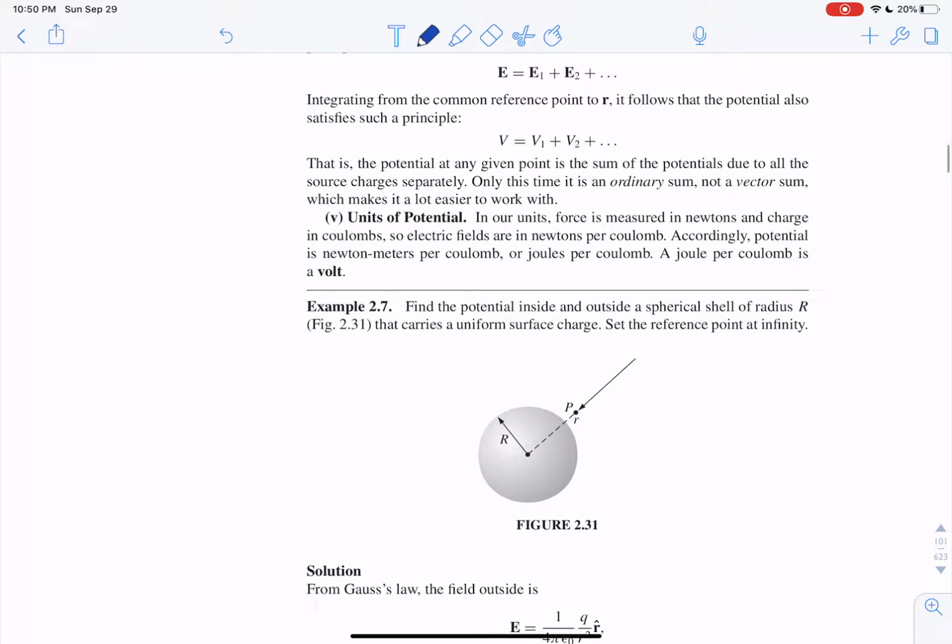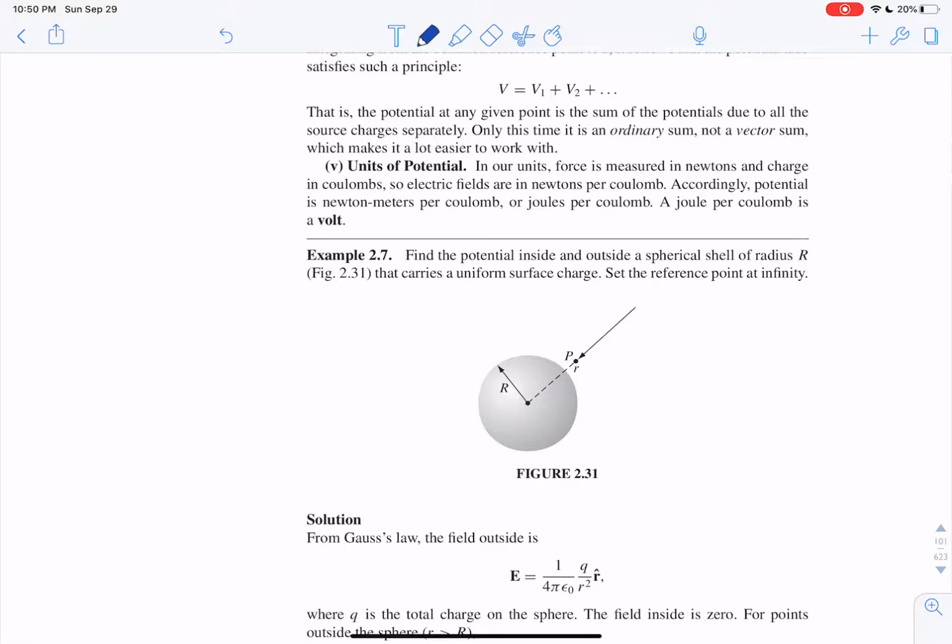Okay, so the unit of potential is the volt. It is a Newton meter per coulomb. We're integrating the force per charge. Force per Q equals E. And then the integral dl is meters, so you get Newton meters per coulomb, or joules per coulomb, and a joule per coulomb is defined to be a volt.